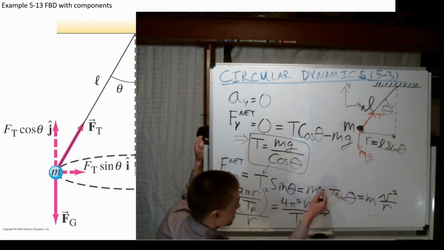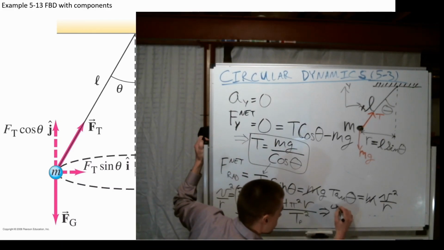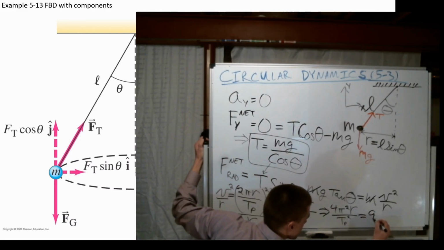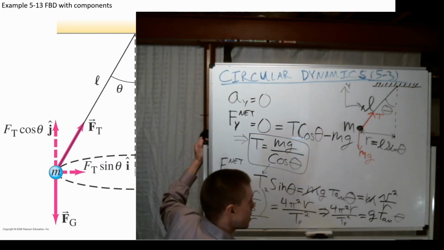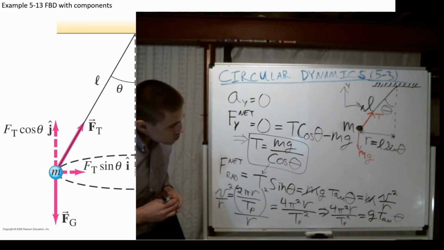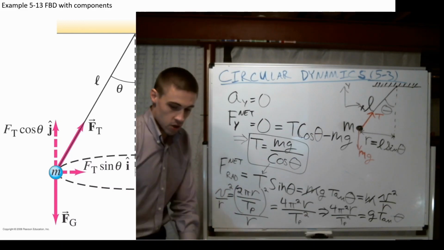first note, M cancels out on either side of this. So I have 4 pi squared r over tp squared is equal to g tangent theta. And the final thing that I have to do is to just solve this for t sub p, the period.